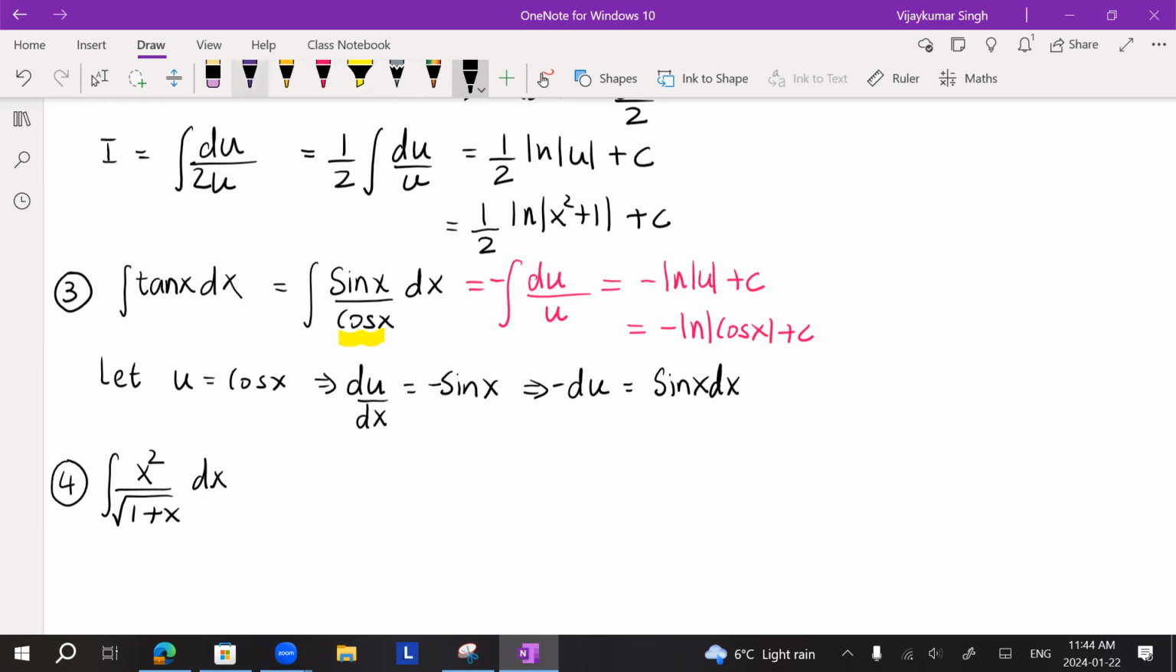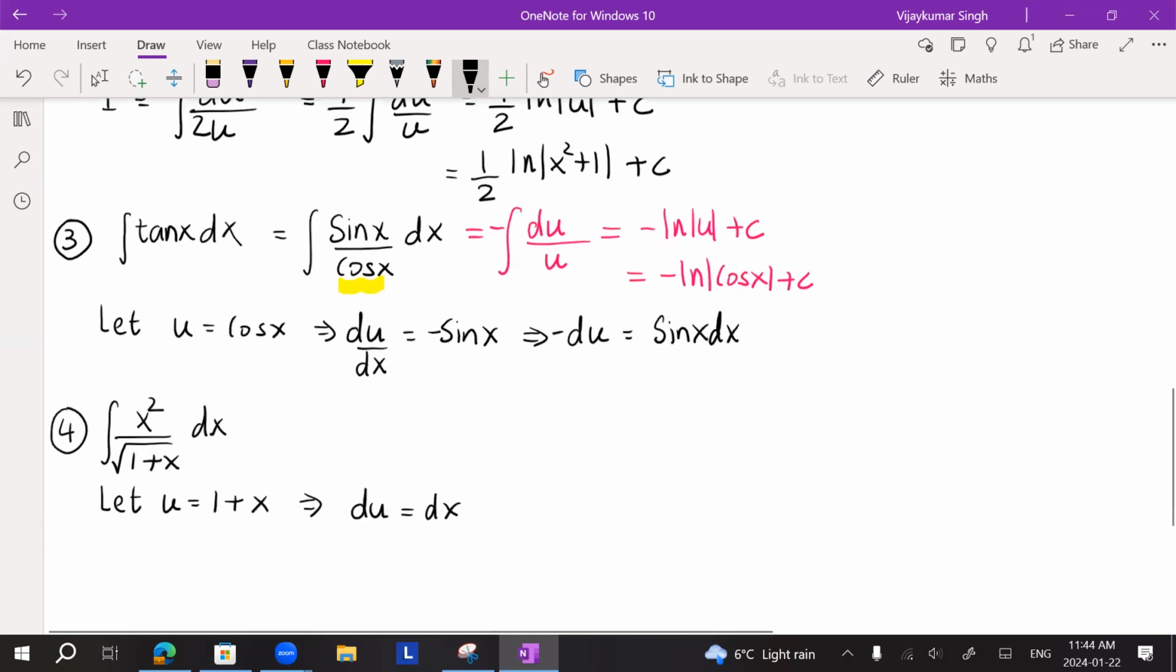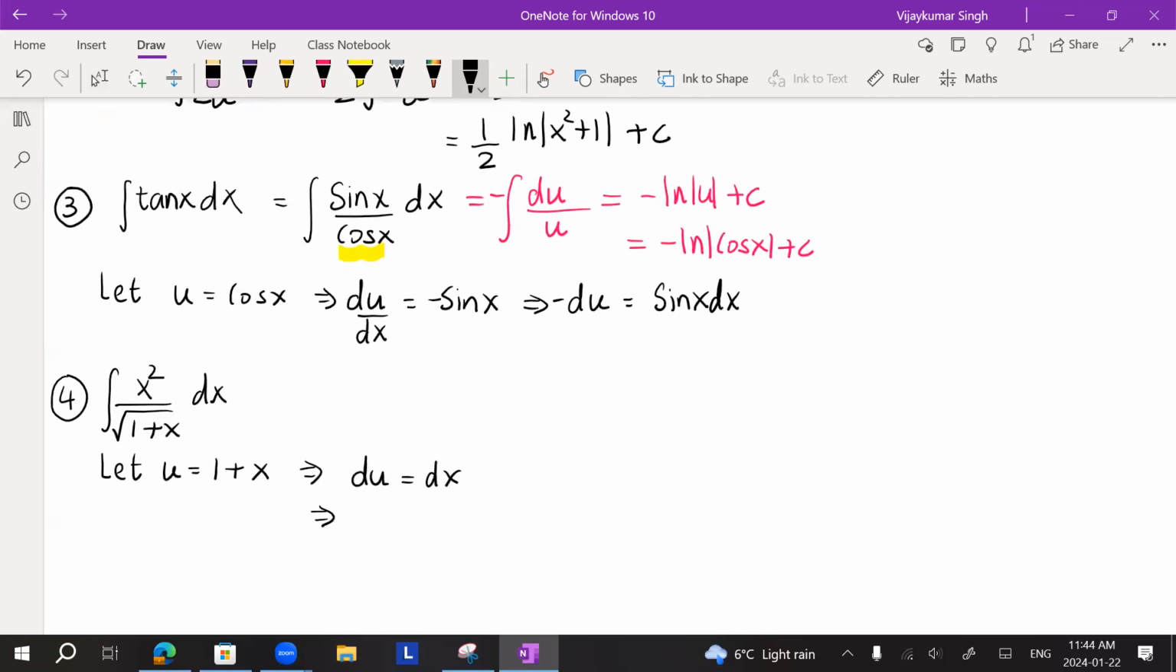So what we'll do is, in this case, we'll say let u be 1 plus x. And in that case, we get du equals to dx. So from here, we also get that u minus 1 equals to x. This implies that u minus 1 squared equals x squared.